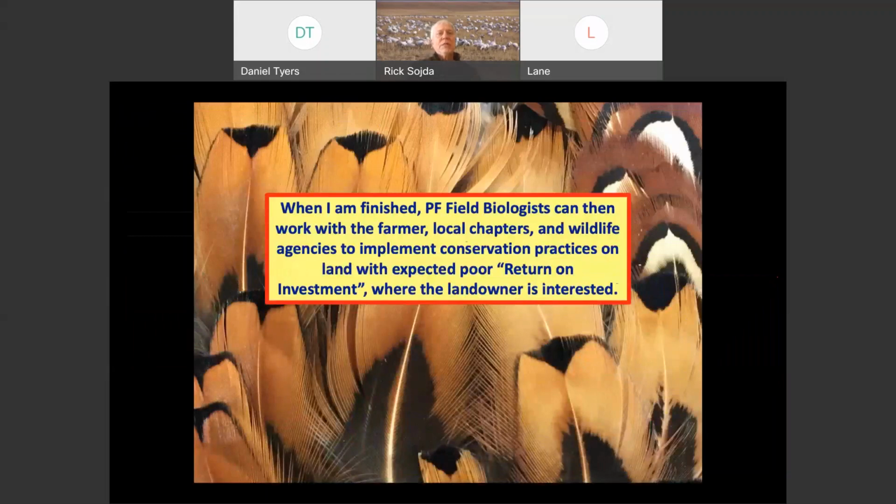When I'm finished, we sit down with the farmers and turn their information over to the field biologist, with the farmer's approval. They work with local chapters of Pheasants Forever and wildlife agencies, NRCS and others to implement conservation practices on land with poor yields, poor return on investment, where the landowner is interested. None of this is done without full collaboration and interest of the landowner.